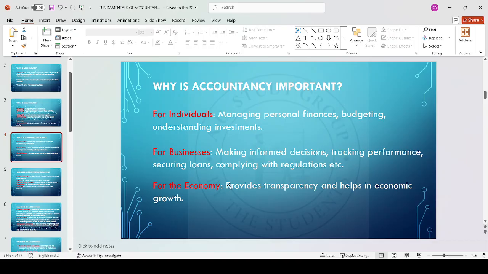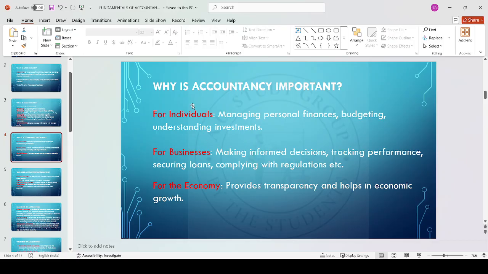Now we understood what it is. Let's talk about why accountancy is so important. It is not just for the big companies, it touches many aspects of our lives as well. For example, for individuals, understanding basic accounting principles can help you manage your personal finances effectively. For example, thinking about budgeting, understanding your income, your expenses, making smart investment decisions. All this will be easier if you understand accountancy.